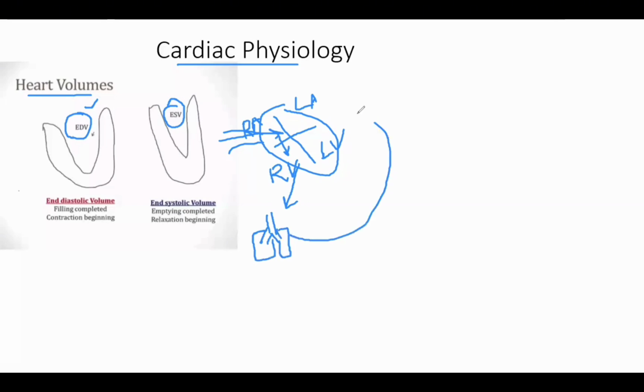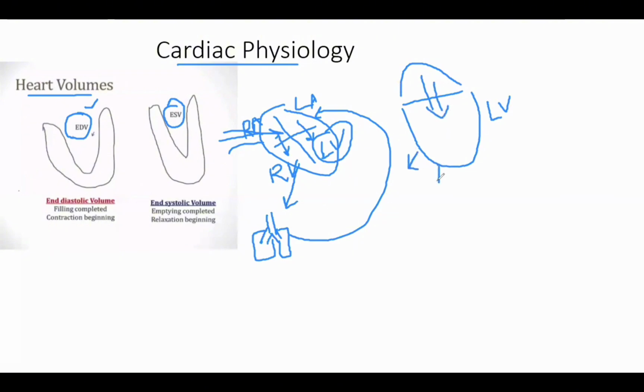After it gets oxygenated, it will come to the left atrium. And from left atrium, the blood will come to the left ventricle. Now, when the left ventricle is receiving the blood, it relaxes. Let's suppose this is the left ventricle and it is receiving the blood from the left atrium. So during this phase, this left ventricle will be in a state of relaxation.